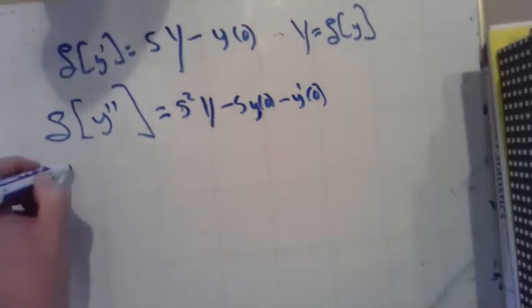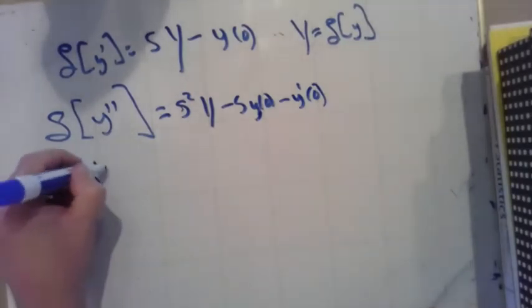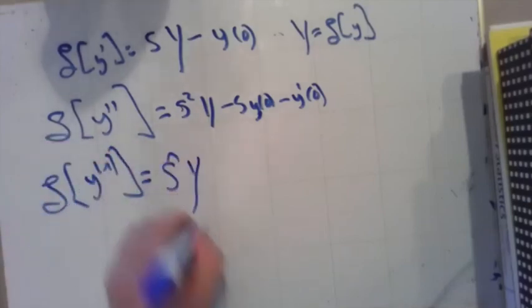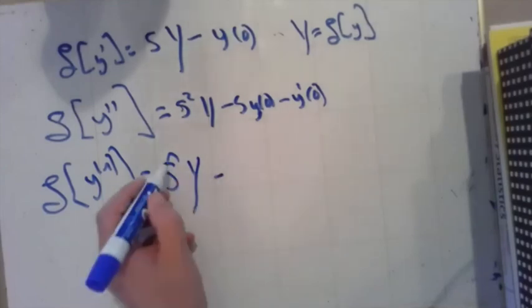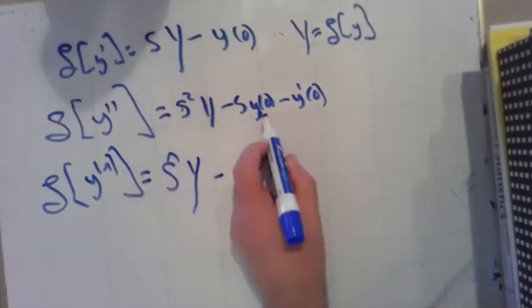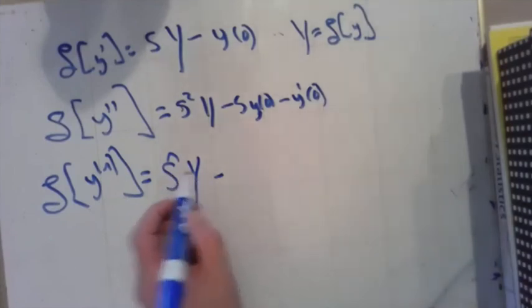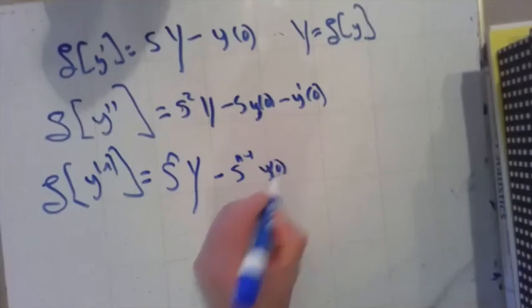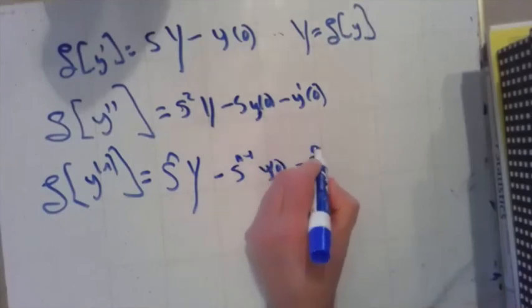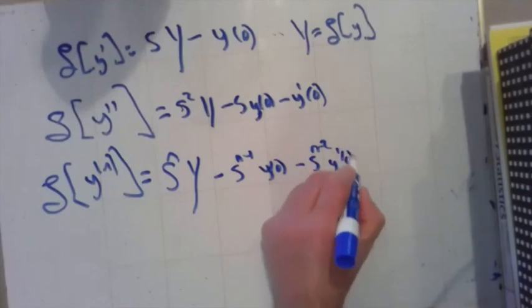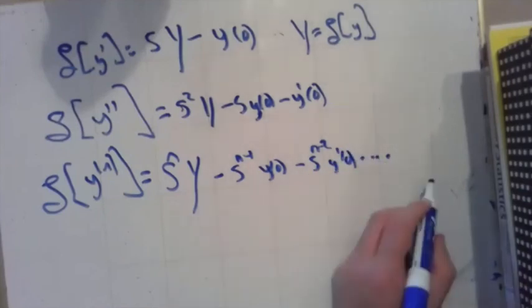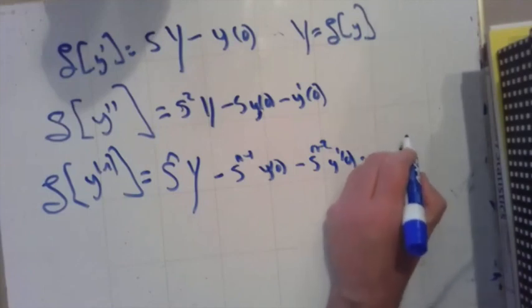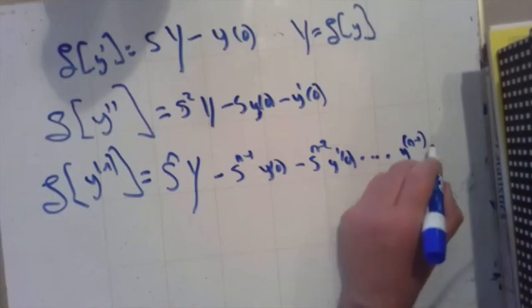In general, the Laplace transform of some nth derivative is s to the n times capital Y. And now the s's are going to go down as my derivatives go up. So minus s to the n minus 1 y of 0 minus s to the n minus 2 y prime of 0, dot dot dot, all the way down to y to the n minus 1 of 0.